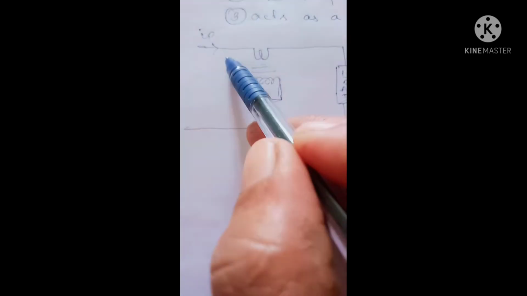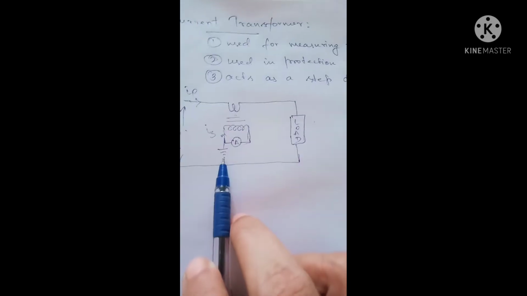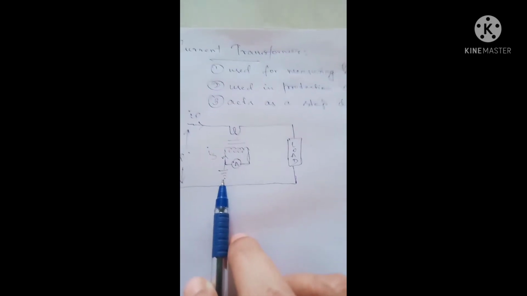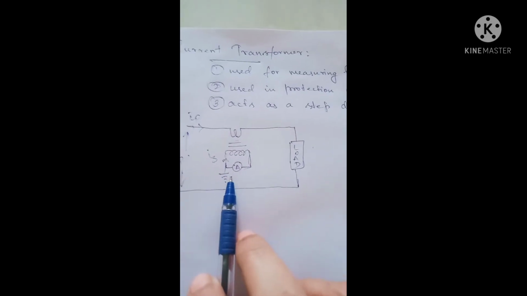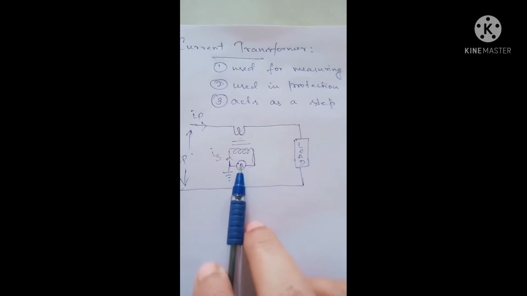Here let IP represent the current flowing through the primary, and this will be the voltage EP, and here the current through the secondary is denoted by IS. Normally in the case of a current transformer, it is earthed. This earthing is provided for the safety of the personnel operating with this instrument. So this is the current transformer diagram.